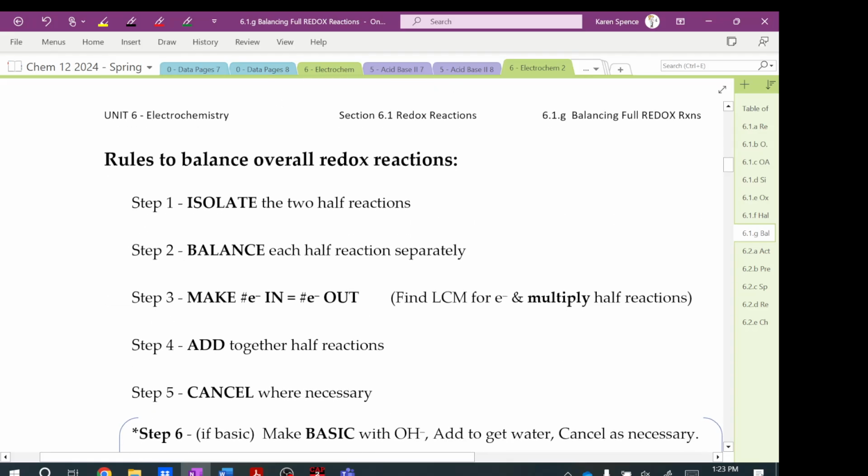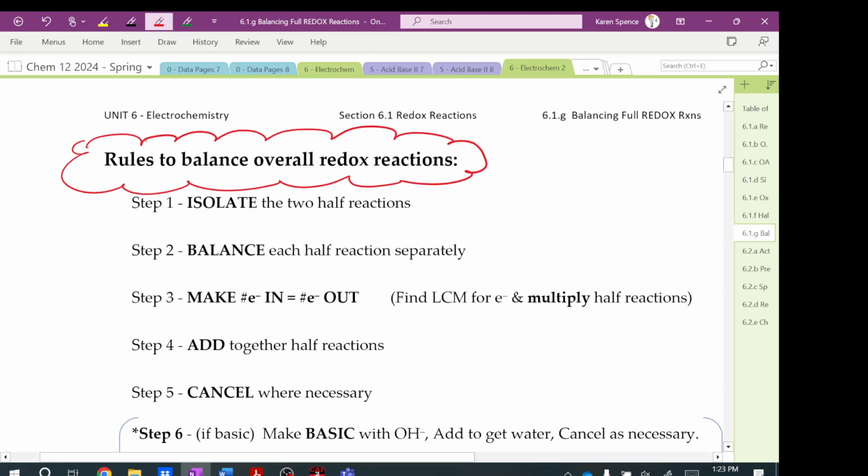Okay, so rules to balance overall redox reactions. Would you guys like if I printed out a sheet with the rules of the half reactions and the rules of the things, so you don't have to flip back in this booklet all the time? I will do that for tomorrow, okay?